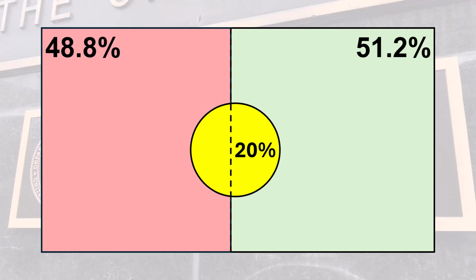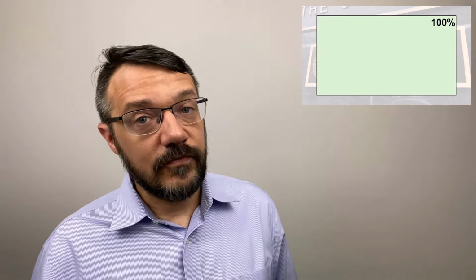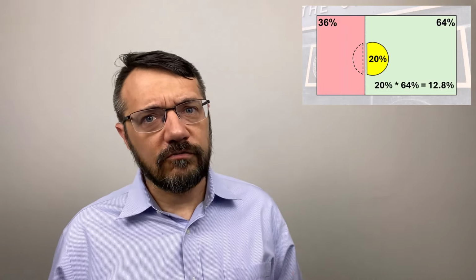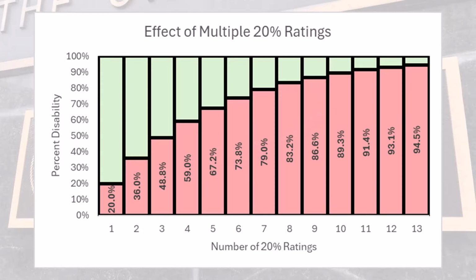I'm not going to drag you through the math again, but if we attempted to combine yet another 20% rating, you can see how only about half of the new rating would land in the green area. The bottom line of this process is that each new individual rating has a diminishing effect on your overall rating. In fact, if we just kept adding 20% ratings in an effort to get a 100% final disability rating, this is what you would see. It would take us 13 individual ratings to reach a percentage that could be rounded up to 100%.